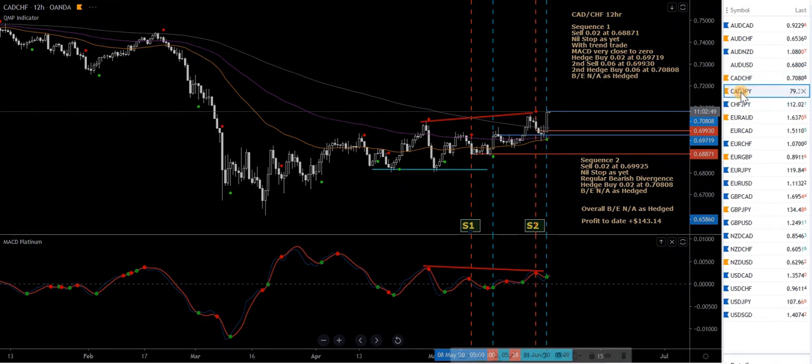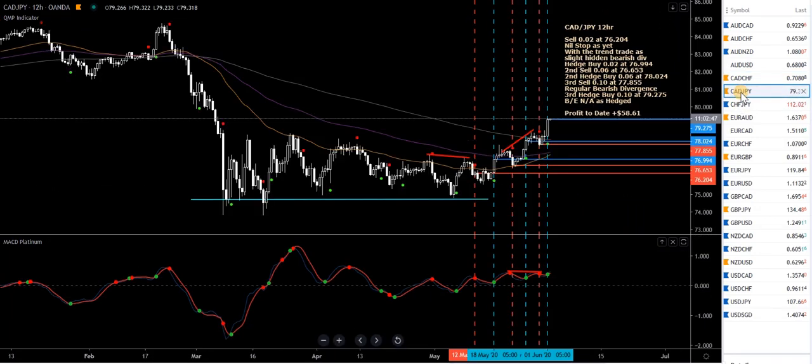All right, not very exciting so far, is it? CAD yen, another hedge trade, another buy. Look at this, sell, buy, sell, buy, sell, buy. Just can't get any traction.